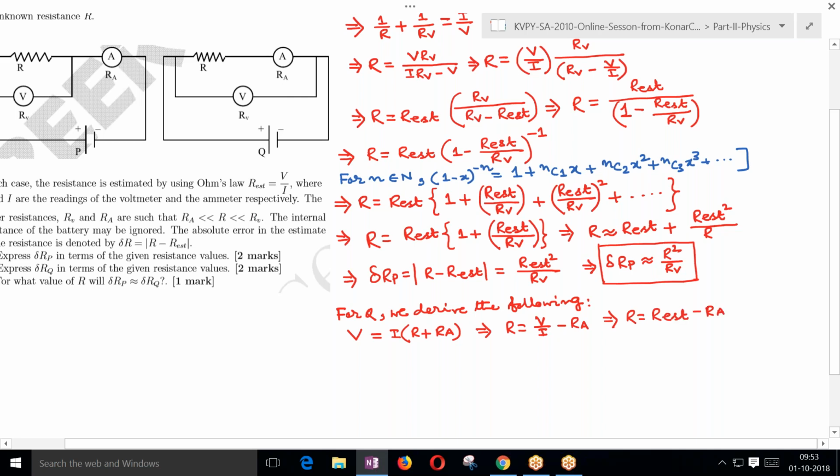So now what is delta RQ? Delta RQ is nothing but the non-negative difference between R minus REST. So R minus REST, that non-negative value is the delta RQ. So what we find? Delta RQ is equal to nothing but RA. And that is the answer to the second part of the question.